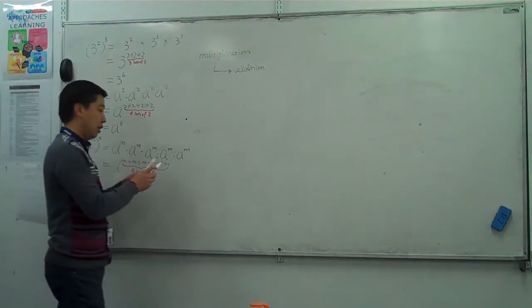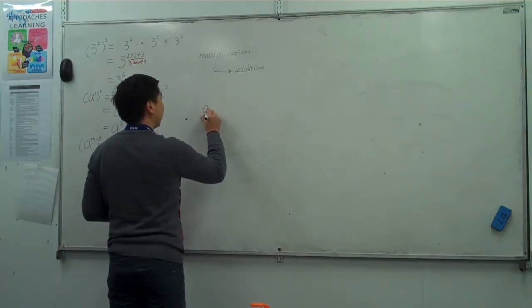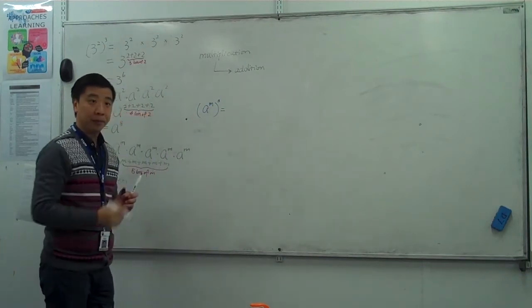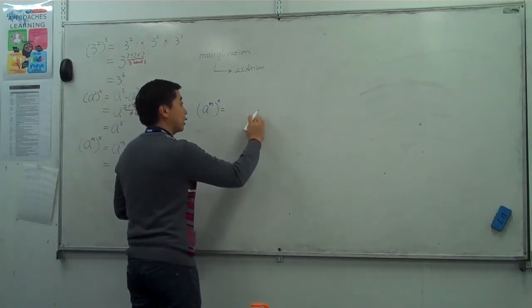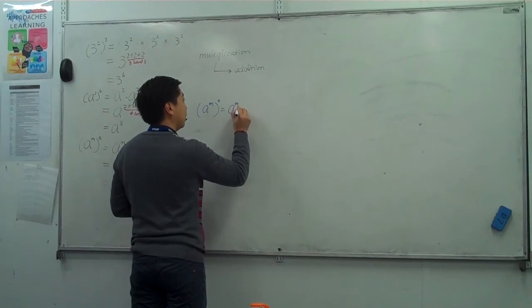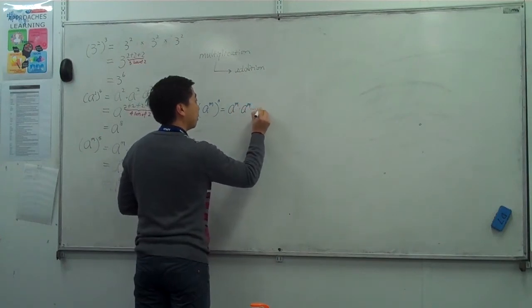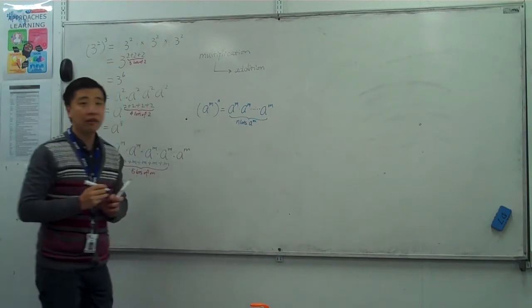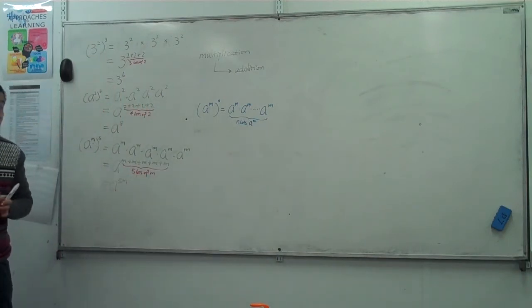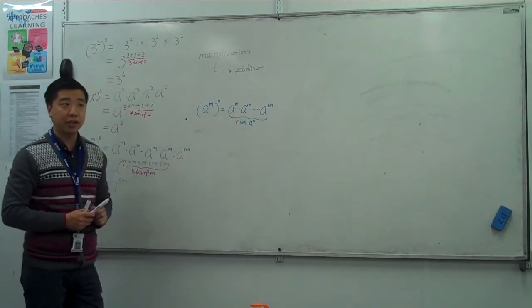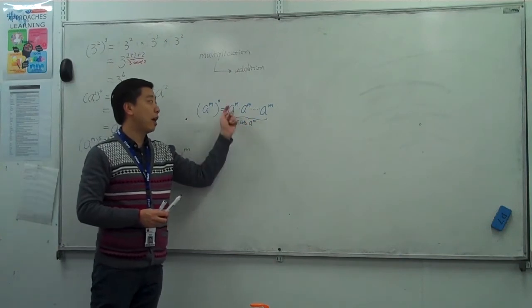Let's have a look at this law. A to the power of m, to the power of n. How many brackets are here? N lots of brackets. Very good. So we have a to the power of m times a to the power of m, n times. N lots of a to the power of m are multiplying. You see, this is different. This is addition. This is multiplication. So n lots of a to the power of m are multiplying.